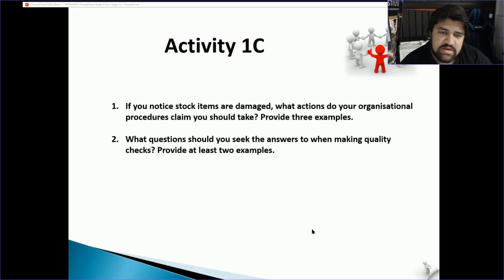Alright, what questions should you seek the answers to when making quality checks? Provide at least 2 examples. So when you're looking at quality checks, you're looking at it visibly. Does it have any fungus? Does it have any deterioration anywhere, broken packaging, things like that. Use by dates, you're looking at your expected color. Is it the right branding? If it's coming in a box, why doesn't the box have the exact branding that you had?